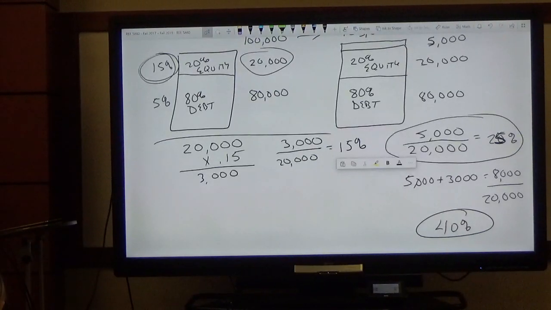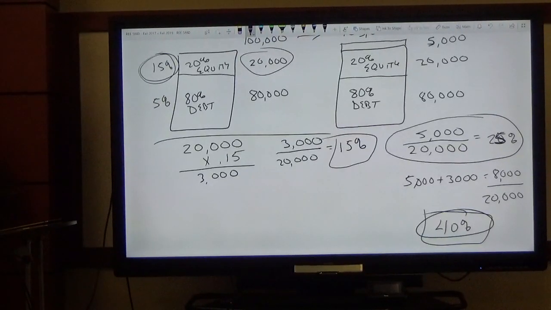So in the second year, you're getting a full-on 40% rate of return, whereas in the first year, you only got a 15% rate of return. If you sell.